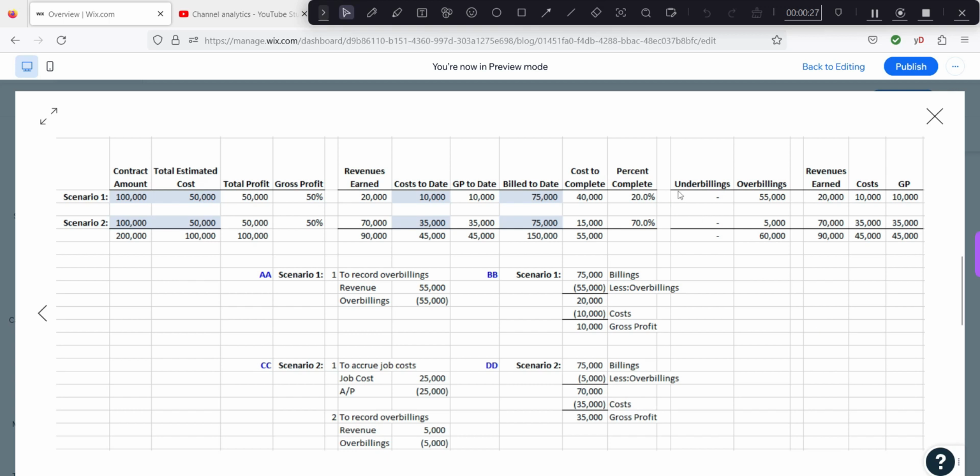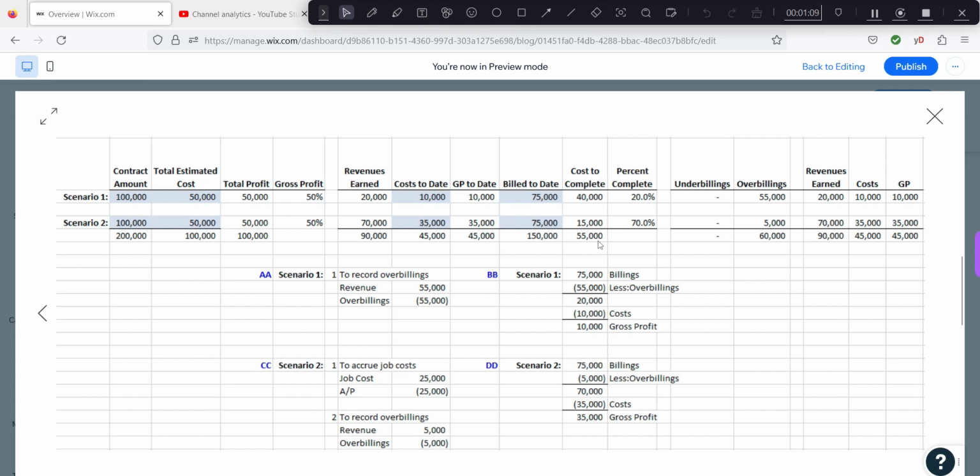Just look at some of these markers here. $40,000 in cost to complete. People are expecting you to incur $40,000 more in costs to finish this project. You've only completed 20%, yet you've billed 75% of the contract amount. Seems strange. This comparison between billed to date and overbillings just seems off. So you can tell there's something going on. Either the estimates are incorrect and need to be adjusted, or there are some costs that haven't been recorded.